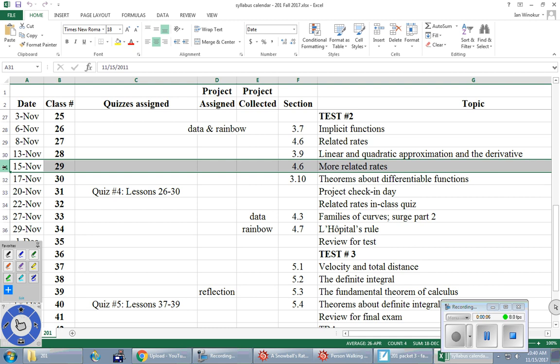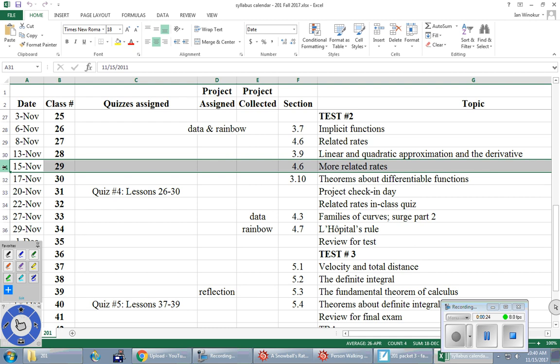Okay, so happy Wednesday. Today is our 29th class. We are covering more related rates. This is our second day on related rates. We are going to have a third day on related rates coming up, I think right before the Thanksgiving break. Related rates in-class quiz. We'll talk about that later.